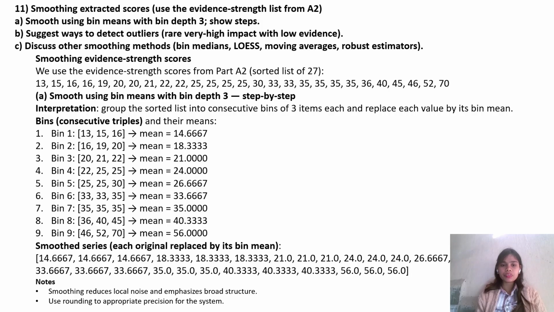Smoothed series: each original value is replaced by its bin value, from 14.667 to 56. Notes: smoothing reduces local noise and emphasizes broad structure. Use rounding to approximate precision for the system.